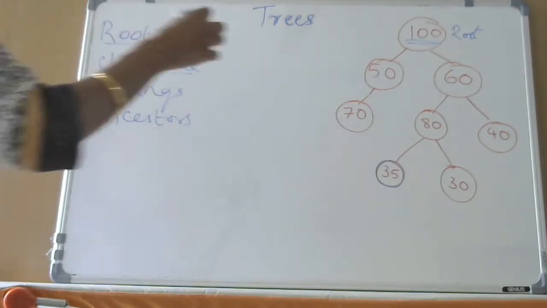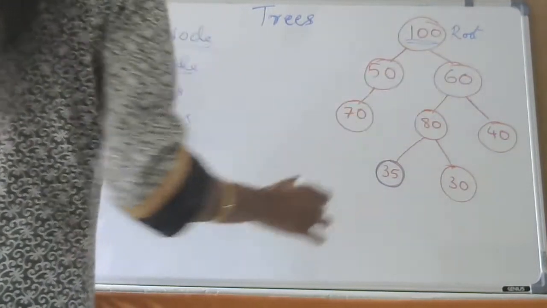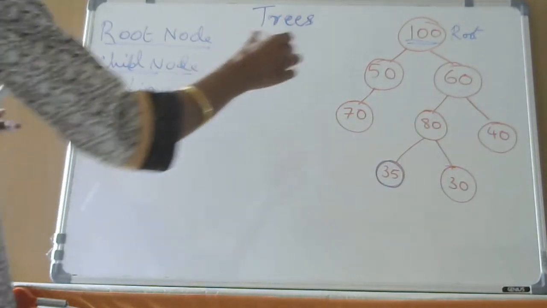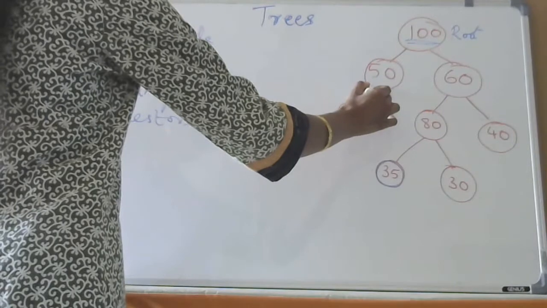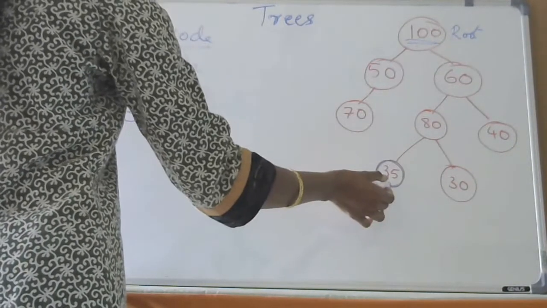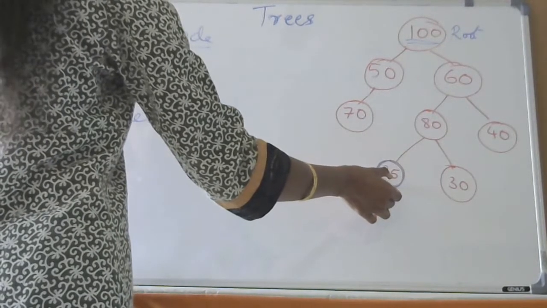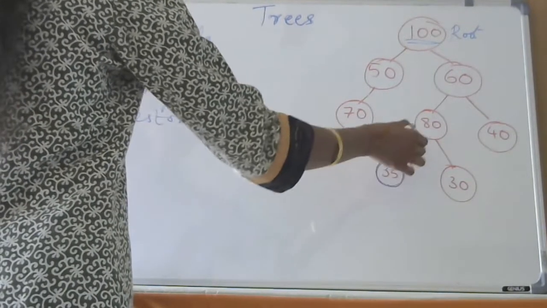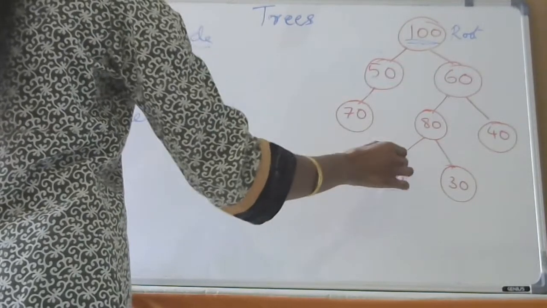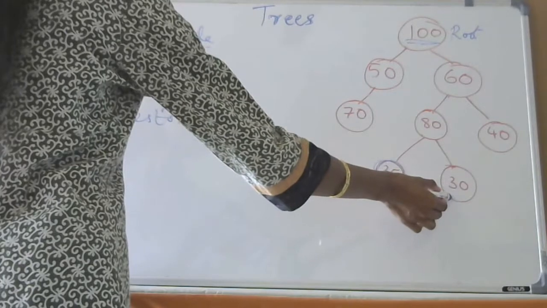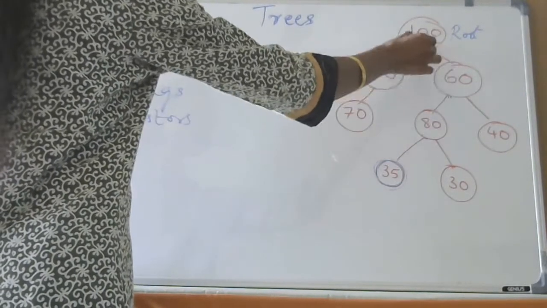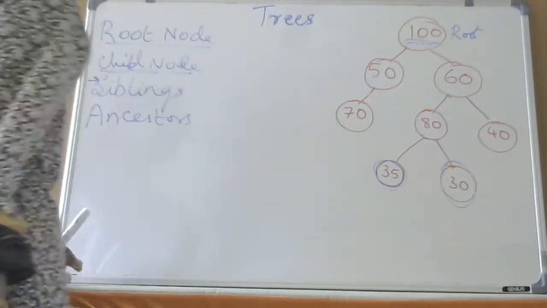If you look here, 100 is an ancestor for 50 and 60 both. Because if you start from 50, the only node you get before you reach the root is 100. Suppose I start from 35. I get 80, I get 60, I get 100. All these are ancestors of 35. Similarly, if I start from 30, I get 80, 60, then 100. So 80, 60, 100 are all ancestors of 30.